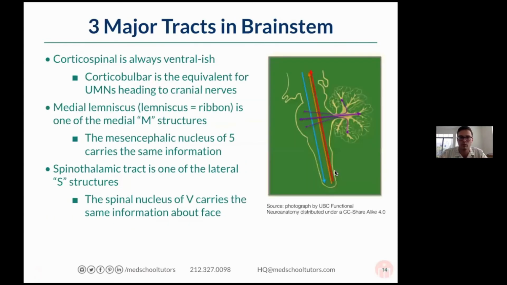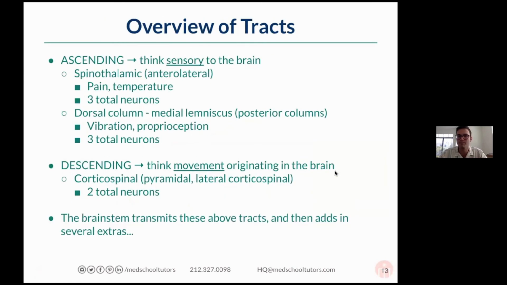Great. We will move on. Okay, last week I just did a basic overview of the tracts. I'll quickly move through it, but we talked about the ascending pathways. I want you to think of sensory information going to the brain, right? So the spinothalamic tells you where it's going. It's coming from the spine to the thalamus. It's also called the anterolateral system because of where it lives in the cord. There's pain and temperature, and it's 3 total neurons.